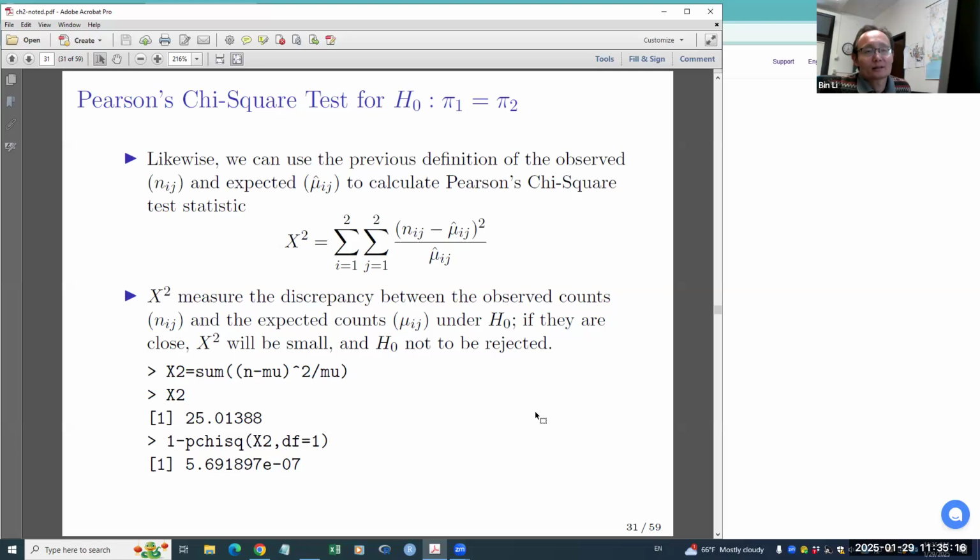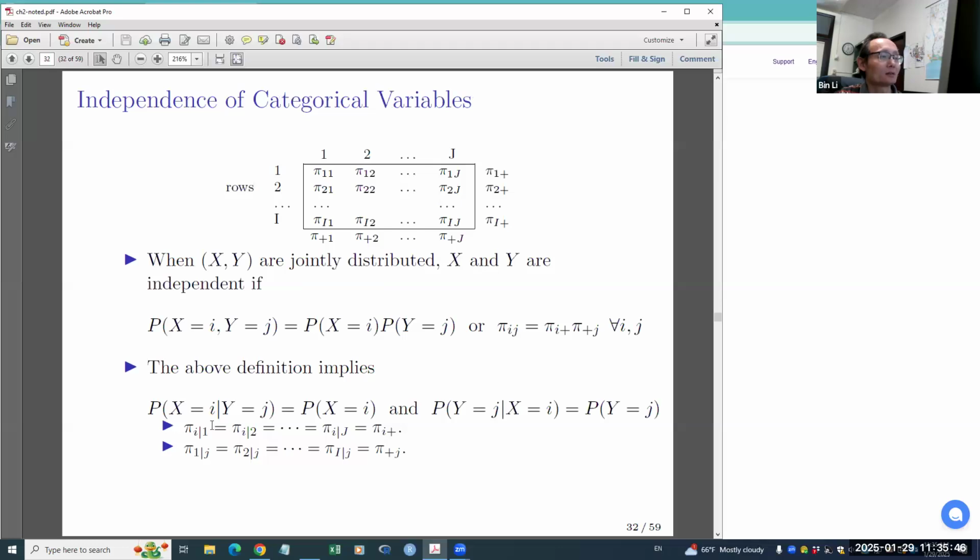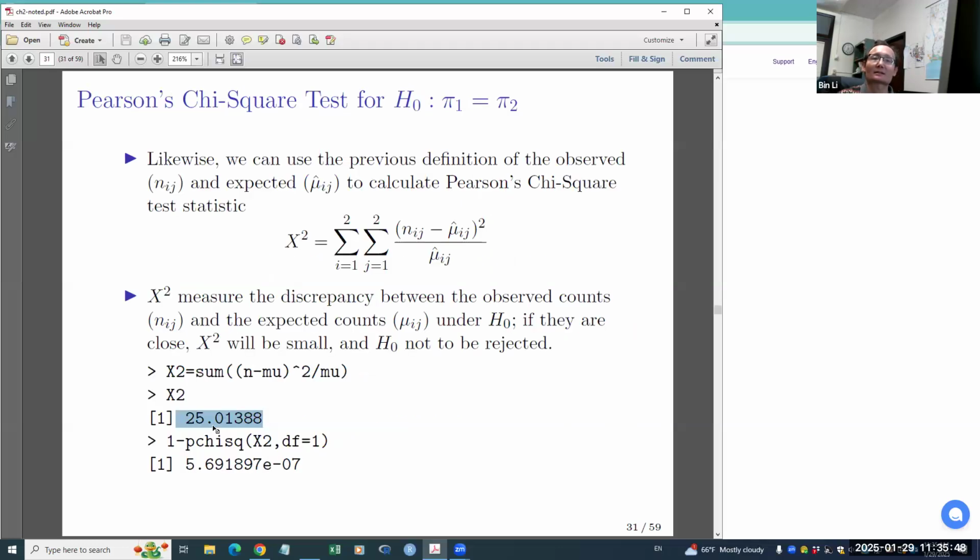And we can also do another one, that's the Pearson's chi-square. This is the formula, and it also measures the discrepancy between the observed counts and the expected counts, but using a different formula, and also very close to 25, right? So these are the tests that you can use to test pi 1 and pi 2 when the x and the y are binary.